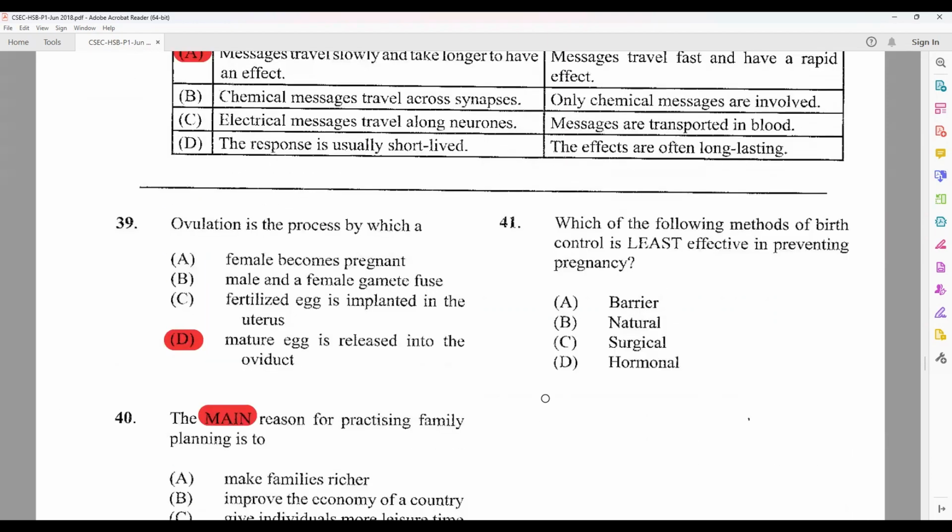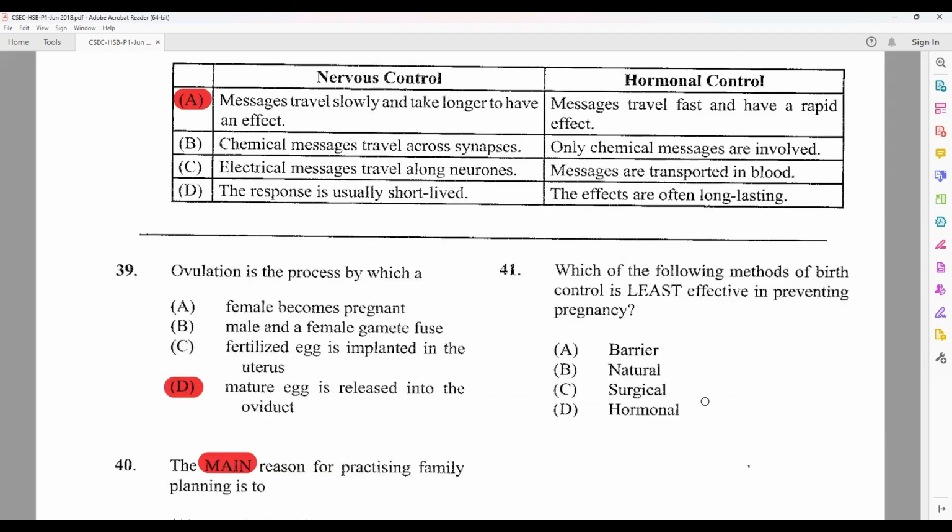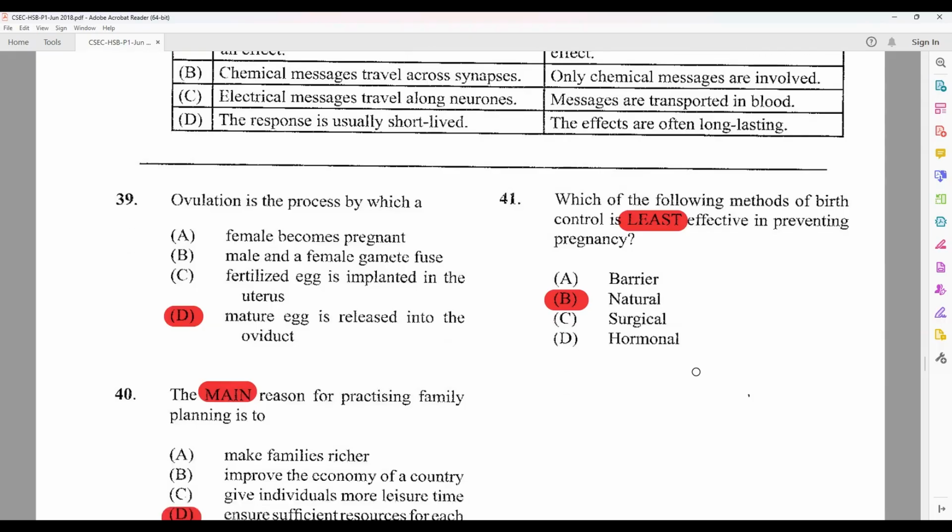So, 41. Which of the following methods of birth control is least effective in preventing pregnancy? Least effective being the operative word, and it is natural. That natural or rhythmic method of contraception is the least effective.